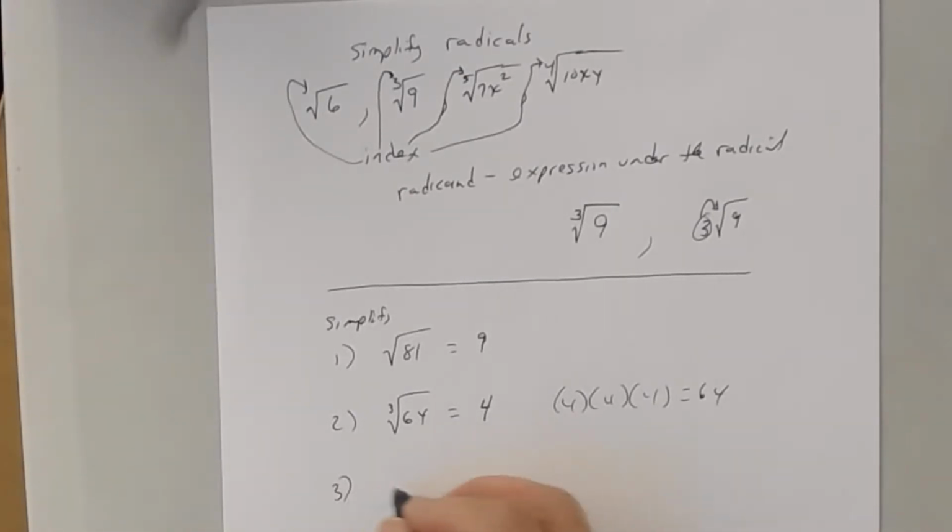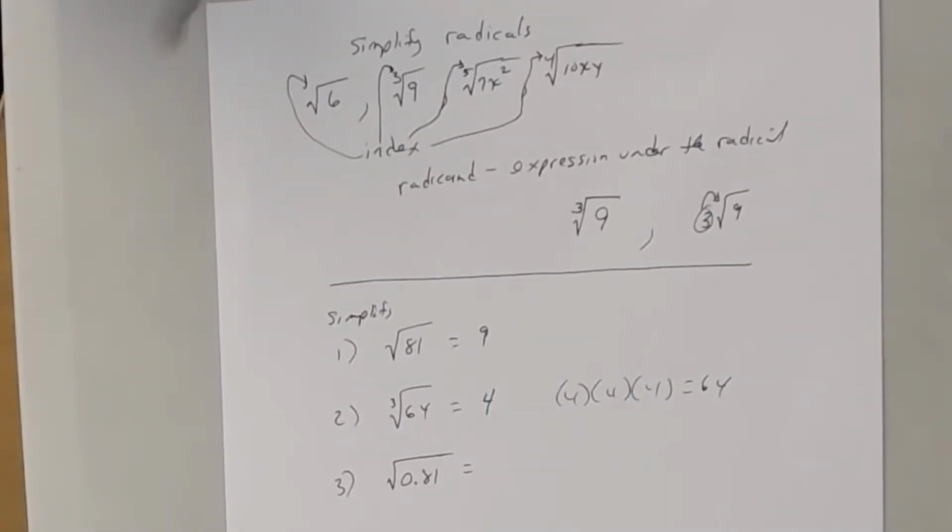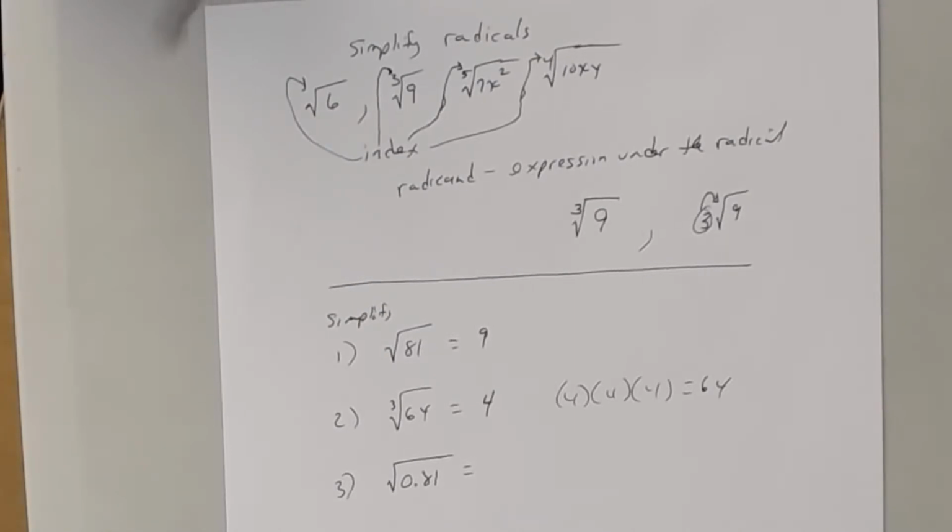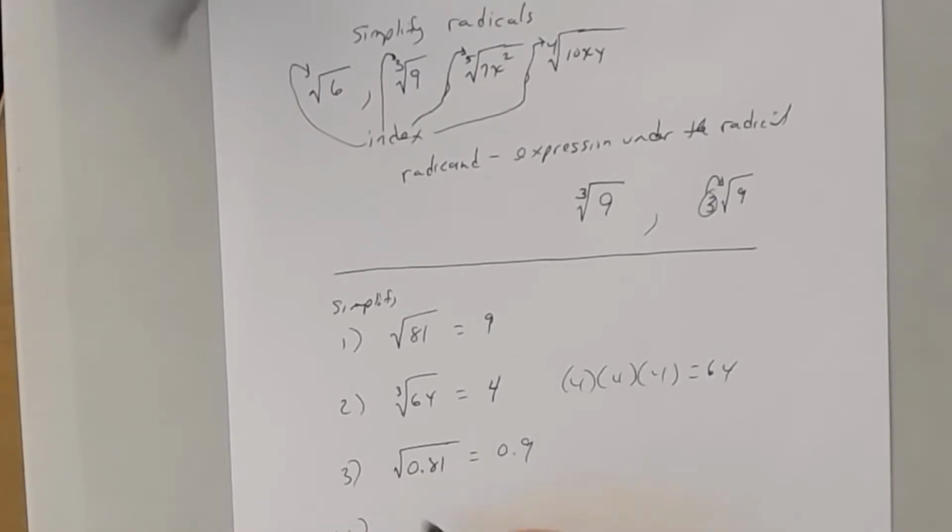Number 3, the square root of 0.81. What do you think that is? What number times itself 2 times is 81 hundredths? 0.9. 0.9 times 0.9 is 0.81. Okay, number 4, the cube root of 8 divided by 27?